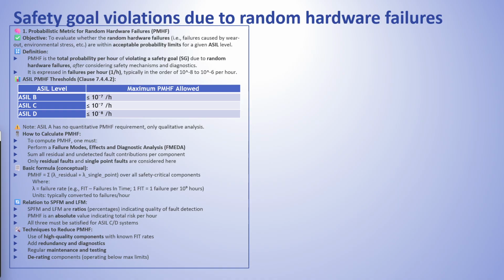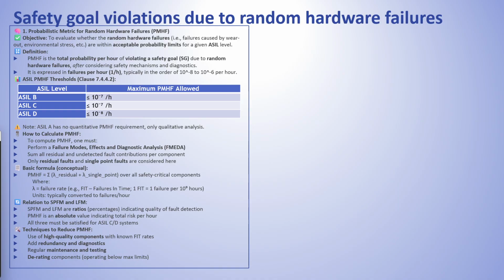So this is like the bottom line risk number. Pretty much. It's defined as the total probability per hour that you'll violate a safety goal because of random hardware failures. And that's after you've accounted for all your safety mechanisms and diagnostics. It's expressed in failures per hour, and the numbers are tiny, usually like 10 to the minus 8 per hour, up to maybe 10 to the minus 6. For ASIL D, the target is incredibly stringent, a PMHF less than or equal to 10 to the minus 8 per hour. That's less than or equal to 1 dangerous failure per 100 million hours of operation.